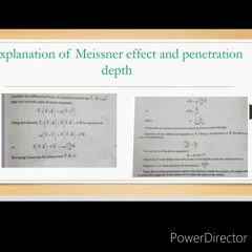Explanation of the Meissner effect and penetration depth. There are two different phenomena here, the Meissner effect as well as the penetration depth. The Meissner effect says that magnetic flux lines cannot pass through the superconductor, whereas the London equation says that it can penetrate. So we have to explain both effects. Mathematically, we use the differential form of Ampere's circuital law, then take the curl on both sides, using the rule A cross B cross C.